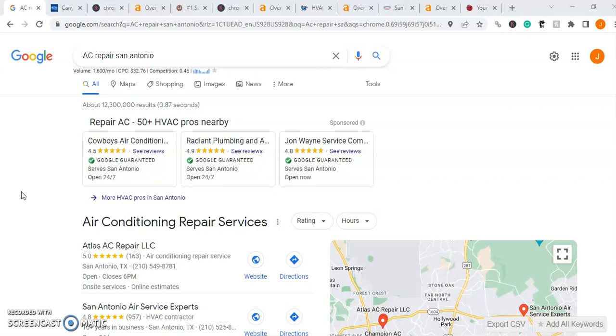to show you how you can turn your website into a lead generation machine and really increase your monthly revenues. So let's talk about how we can do that. So first off, if you take a look at the top here, we're looking at AC Repair San Antonio, which generates about 1,600 searches every single month. So a lot of potential for business just in this one search term. But let's talk about how you can get that business and how you can turn those searches into revenue.